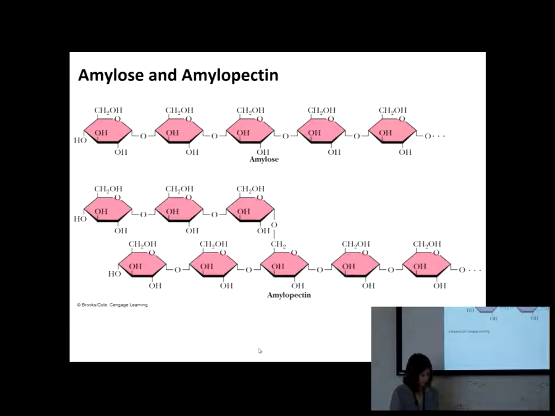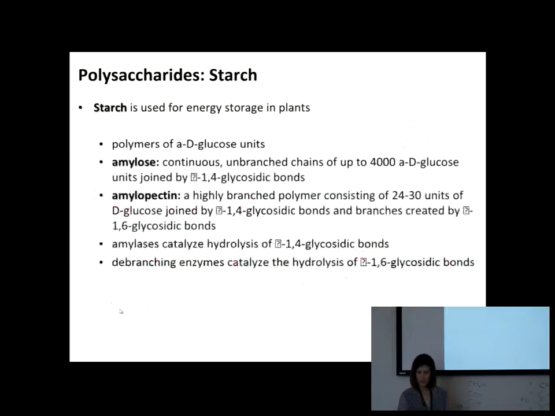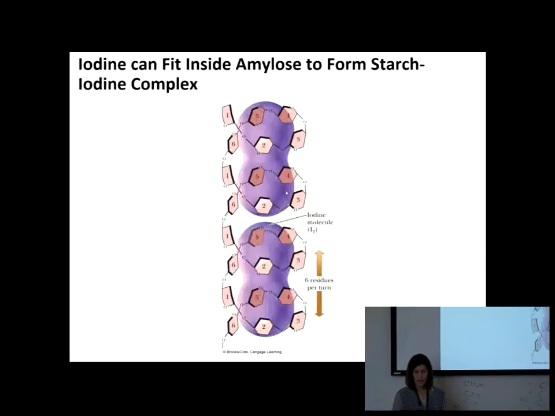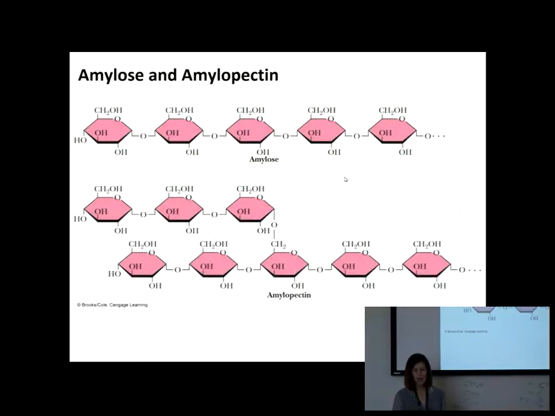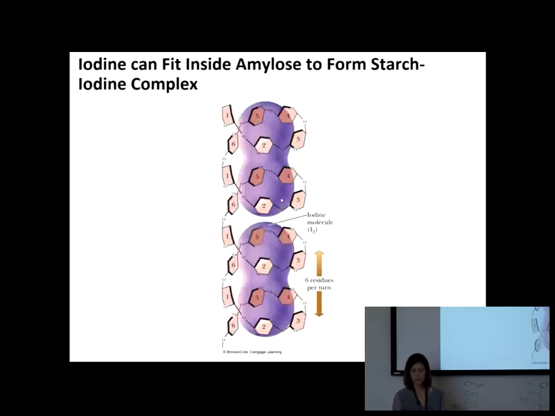Okay. So if you look back here, there's a lot of, it's branched a lot. So we have a lot of non-reducing ends. So we said that amylose was a straight chain. Really, it's not straight. It forms a coil.